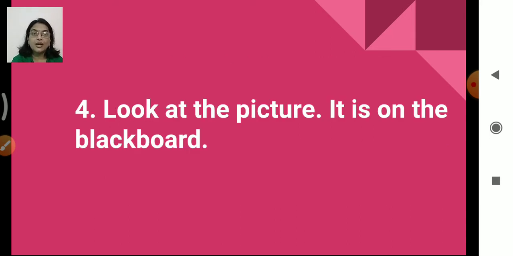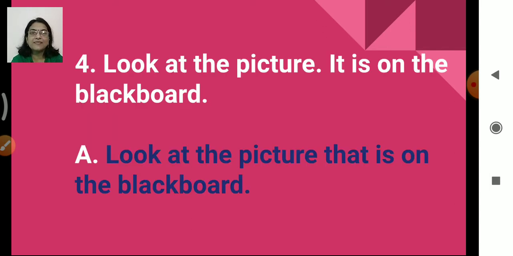Fourth one. Look at the picture. It is on the blackboard. So what will be the answer? Look at the picture that is on the blackboard. Correct? Let's see. Okay, so the answer is: Look at the picture that is on the blackboard.